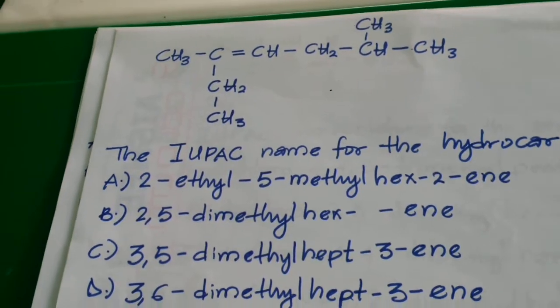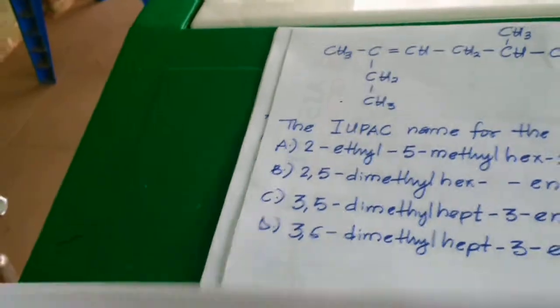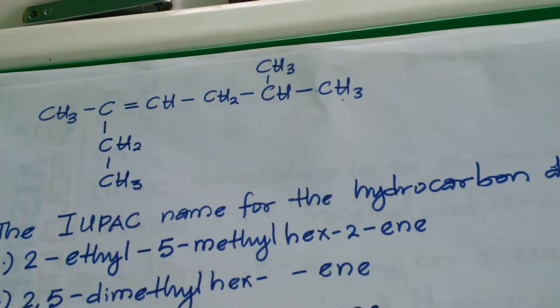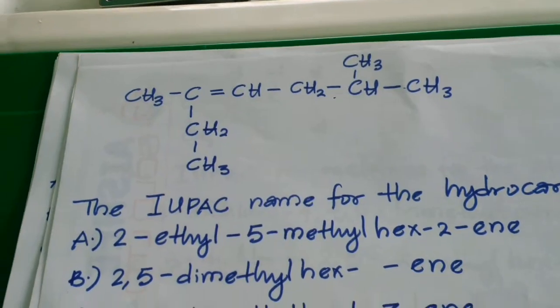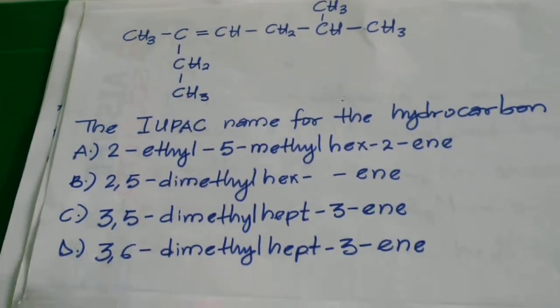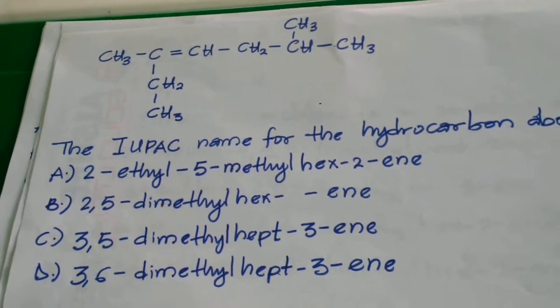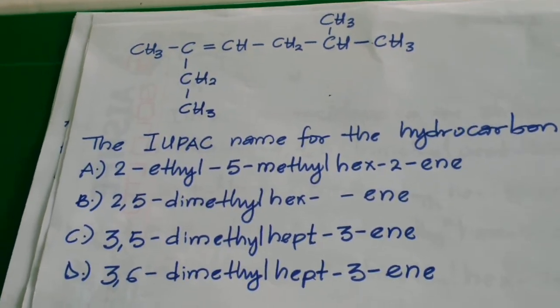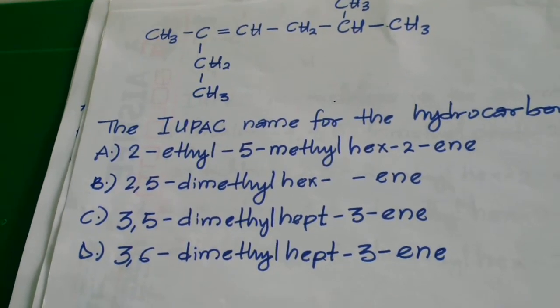So now, this is a double bond. A double bonded compound. So obviously we know our suffix will be ene and not ane. So that's the first thing. And all the options have ene as their suffixes. That's interesting.